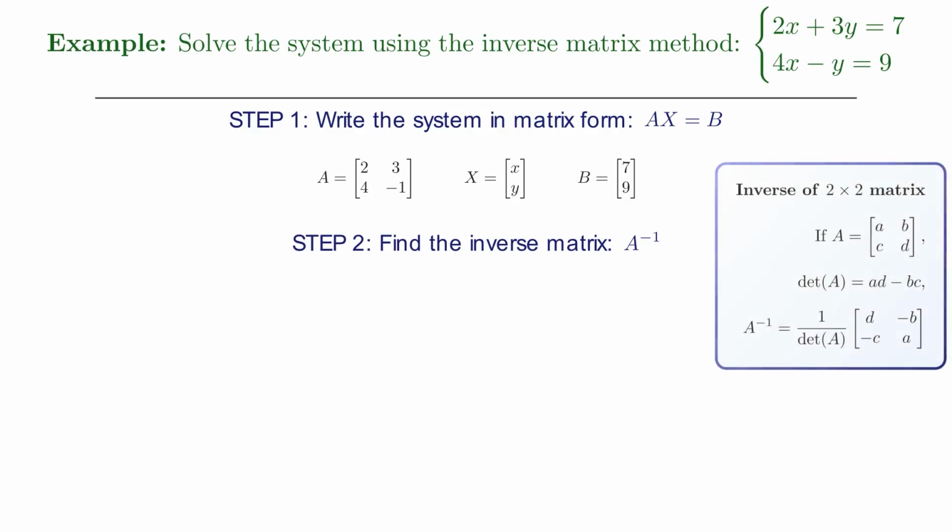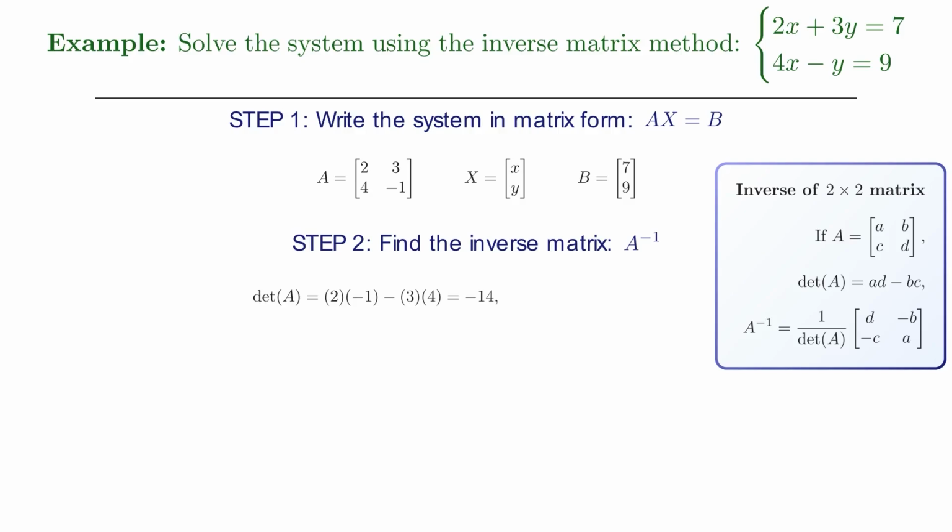We can use a formula for the 2 by 2 matrix. The first step is to find the determinant. If A is the matrix a, b, c, d, then the determinant of A is always ad minus bc. So in this case, the determinant of A is 2 times minus 1 minus 3 times 4, which is minus 14. Since the determinant is non-zero, it means that the inverse matrix exists.